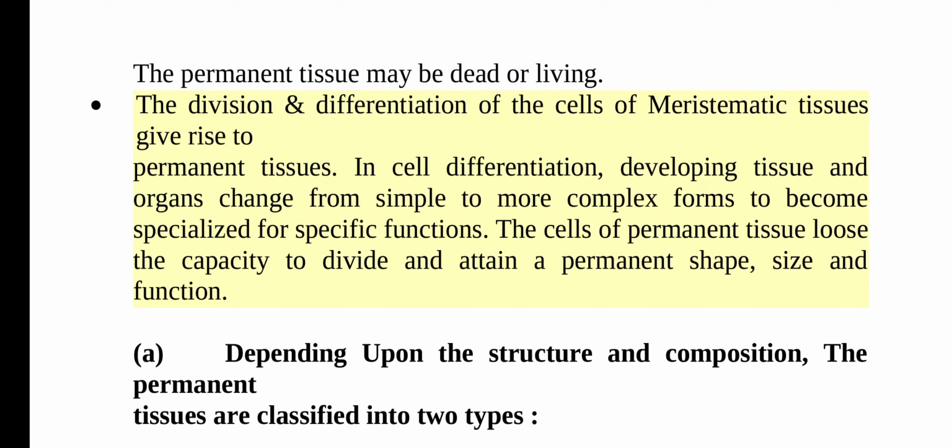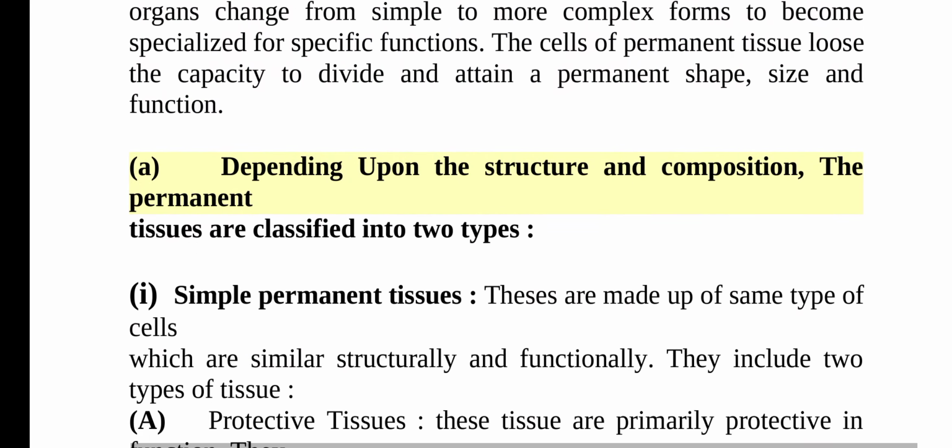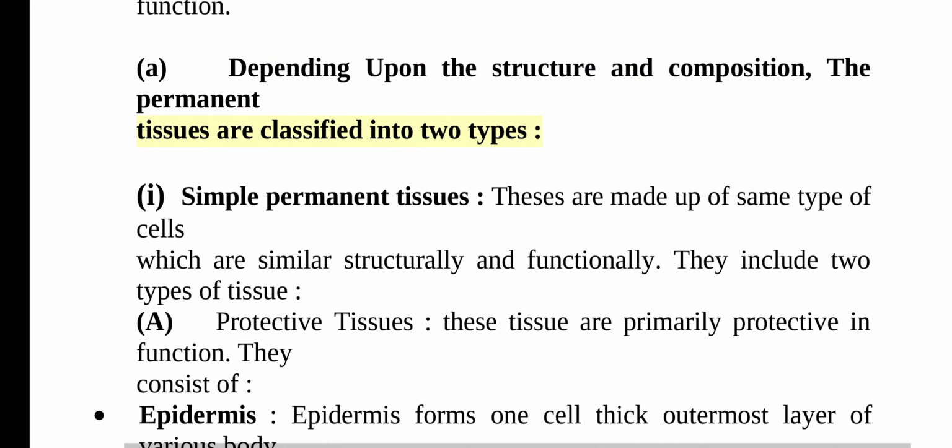In cell differentiation, developing tissue and organs change from simple to more complex forms to become specialized for specific functions. The cells of permanent tissue lose the capacity to divide and attain a permanent shape, size and function. A. Depending upon the structure and composition, the permanent tissues are classified into two types.